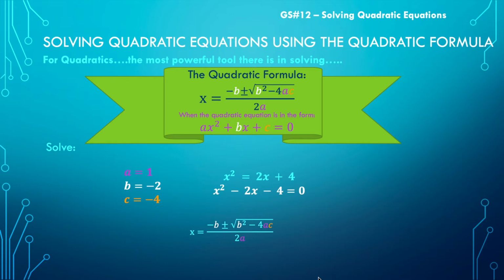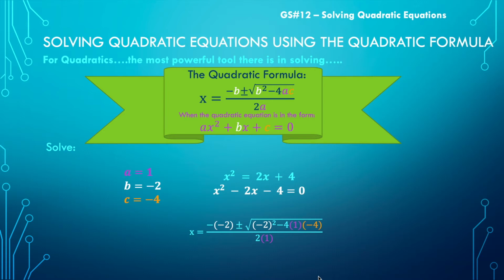Okay, so everywhere you see a b, you're going to replace it with negative 2. Everywhere you see an a, you're going to replace it with a 1. And everywhere, well, the one place you see a c, you're going to replace it with a negative 4. So let's do that. And this is our result. Now it's a little bit ugly in this form, but we have everything in its rightful place.